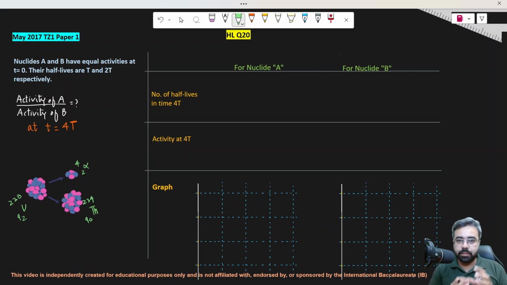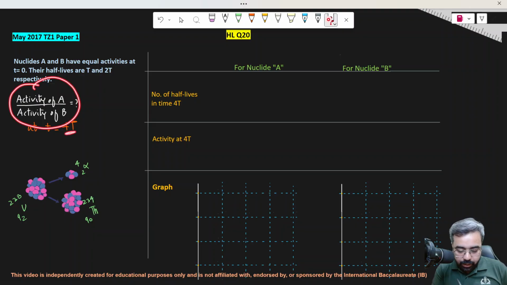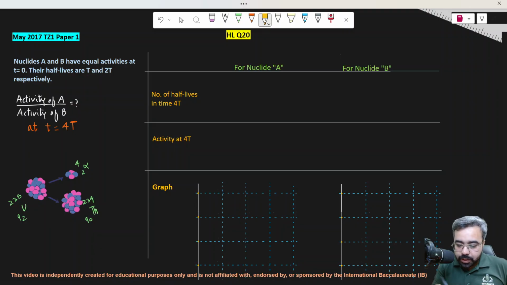Just imagine you have taken the two nuclides A and B in two different samples, and both have different half-lives. So both will decay at their different rates. One will decay fast and the other will decay slow. So we have to take a ratio of their activities after four half-lives of nuclide A. Let's say initially both have an equal activity, A0.